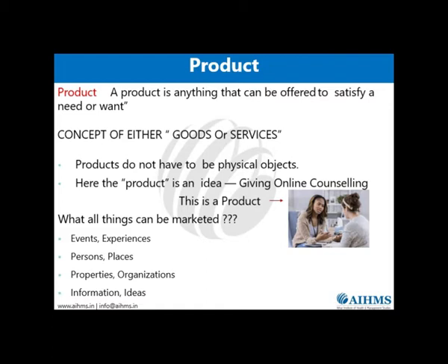When we talk about marketing, what you are basically going to market is your product or your services. So what is a product? A product is anything that can be offered to satisfy a need or a want. Products are basically classified into two, that is goods or services. But then the question comes, are these the only two things that can be marketed? The answer is, you can also market events or experiences.